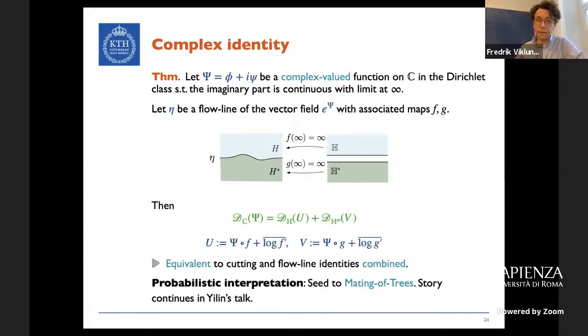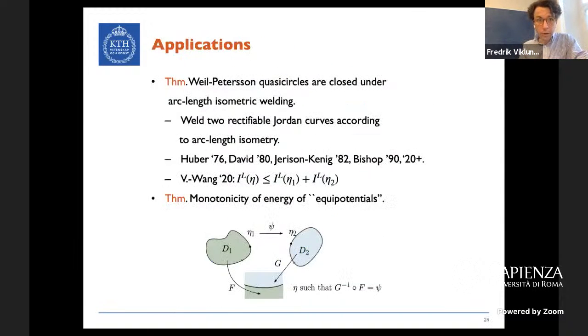And this story continues in Yilin's talk, but trying to understand this complex identity was really, in many ways, the starting point of the next part of the story, which is what she will explain, even though we didn't emphasize it so much in the paper. So she will also present a slightly different version of the complex identity. Okay, so let me not discuss it.